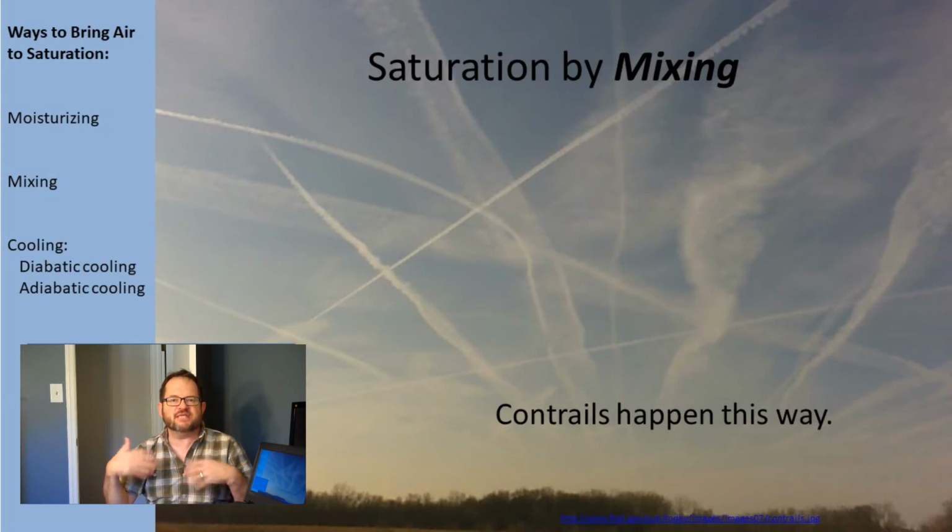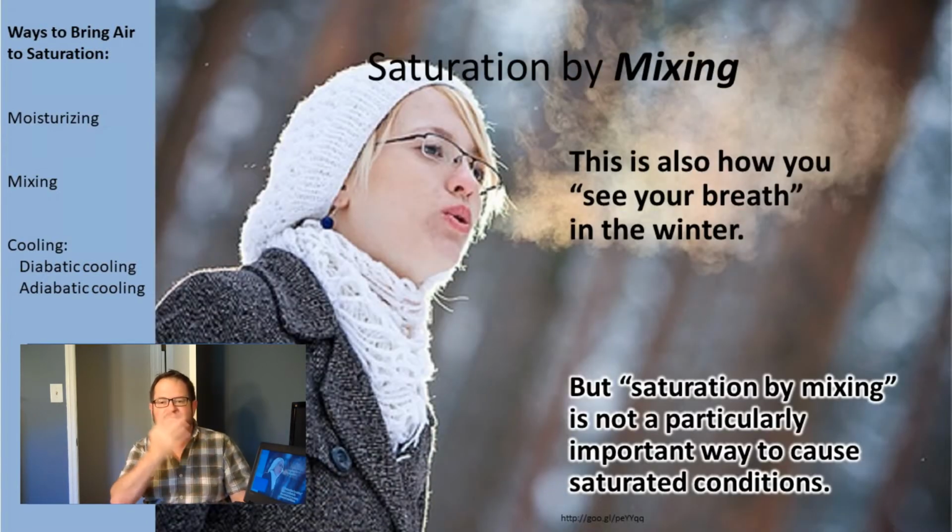It takes a few seconds for there to have been enough mixing between the dry, cold air around the aircraft and the hot, moist air coming out of the jet engine before you have created air parcels that are supersaturated and need to convert some of their water vapor into liquid water droplets. Contrails are a great example of forming condensation and saturation by mixing. Another classic example is how you see your breath in the winter.